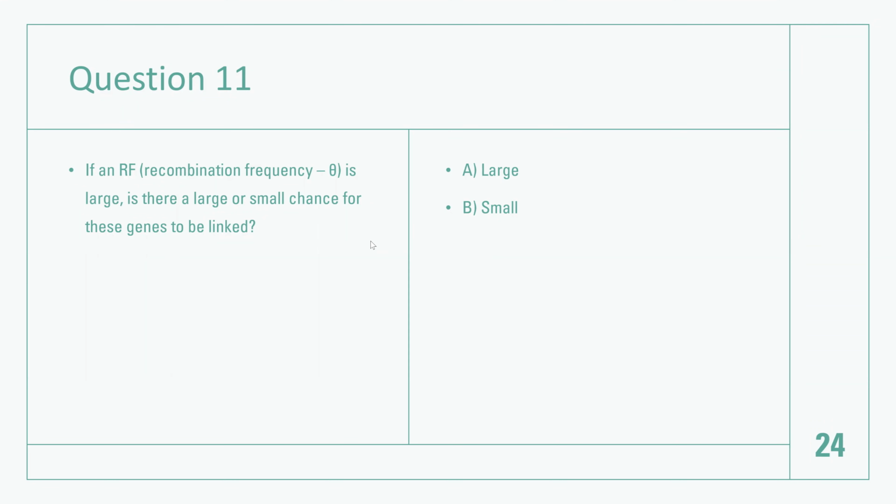Yeah. Recombination measures how likely these genes are to be separated or recombined during meiosis. So if recombination happens more often, it means these genes are separated and combined in a different order more frequently. So there's less chance for these genes to be linked. The next question is a bit of a hard one. It's more application, but just make sure to really look at the question when you try it.